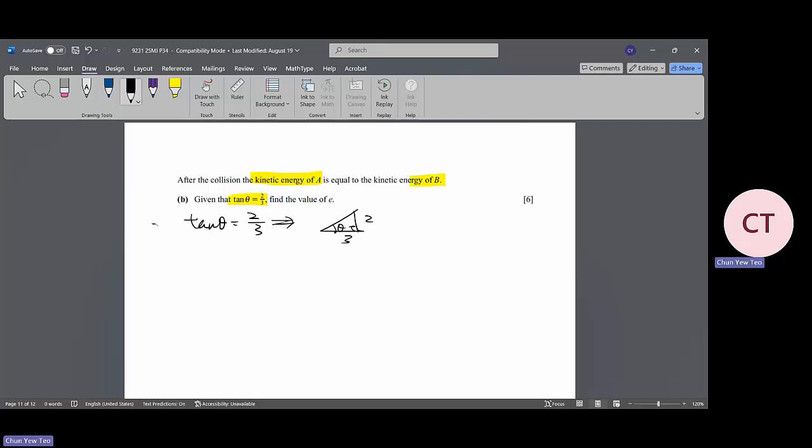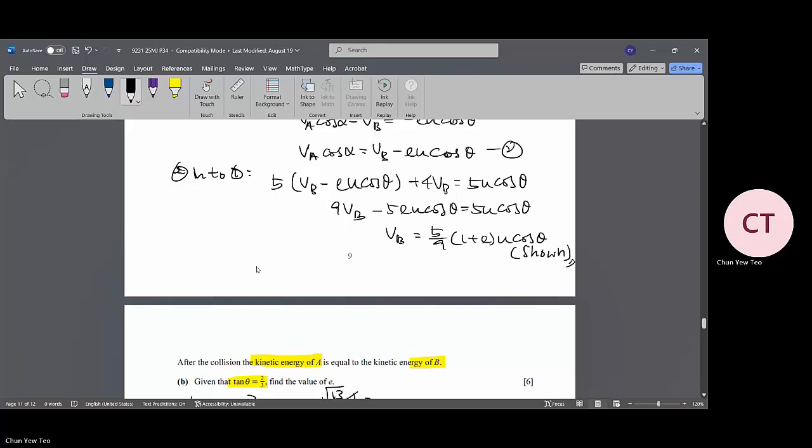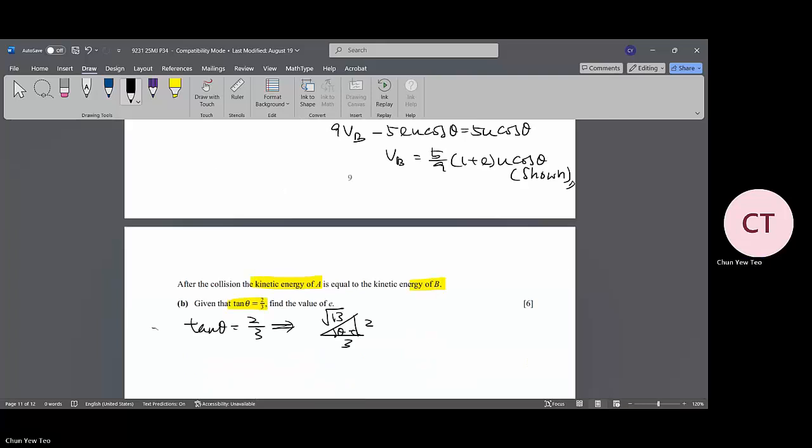This is the 2, this is the 3. Pythagoras theorem says that this is the square root of 13. From A, we get VB is equal to 5/9 (1 plus E) U times 3 over root 13.